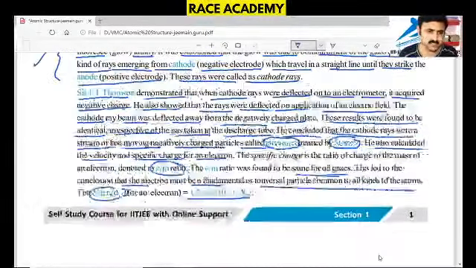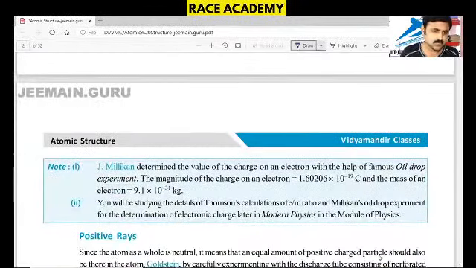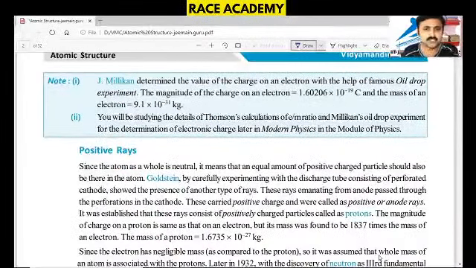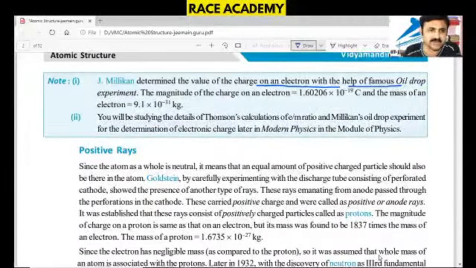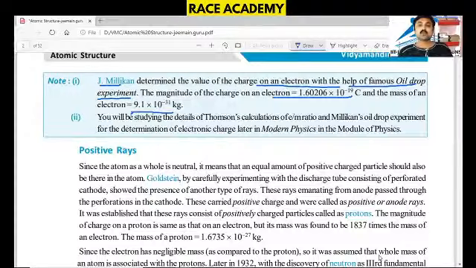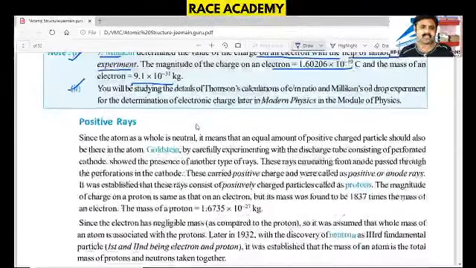Millikan determined the value of the charge on an electron with the help of the famous oil drop experiment, and gave the charge on the electron as 1.602 × 10^-19 coulombs, and the mass of an electron as 9.1 × 10^-31 kilogram. You will study the oil drop experiment in physics also, modern physics. Let us study about the positive rays.